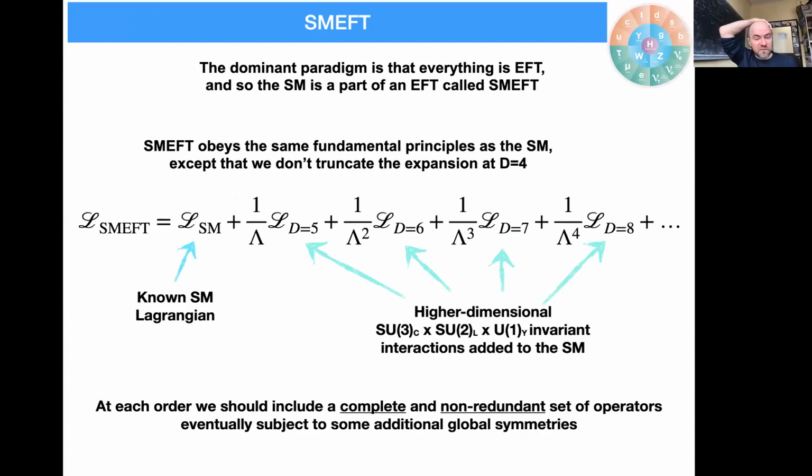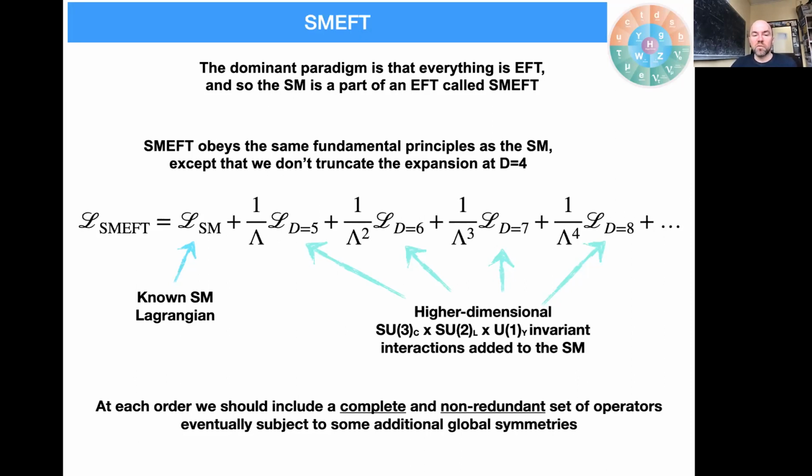Let's continue this effective field theory thinking and go beyond this dimension 4. Up to dimension 4, this was, of course, what is known as the standard model. But we know that the standard model is not the whole story. There is something more than the standard model out there in nature.